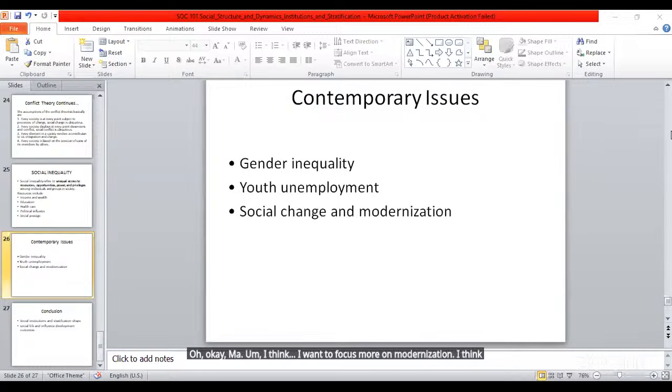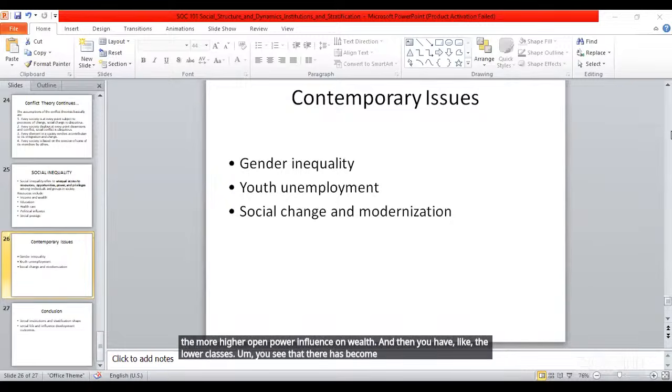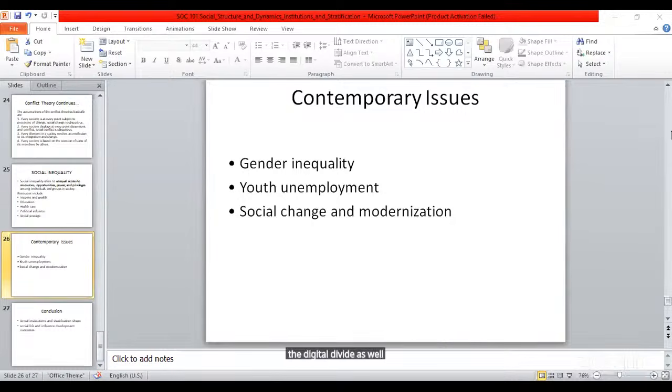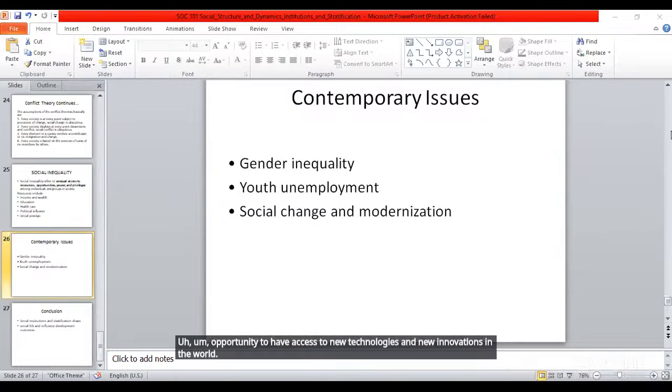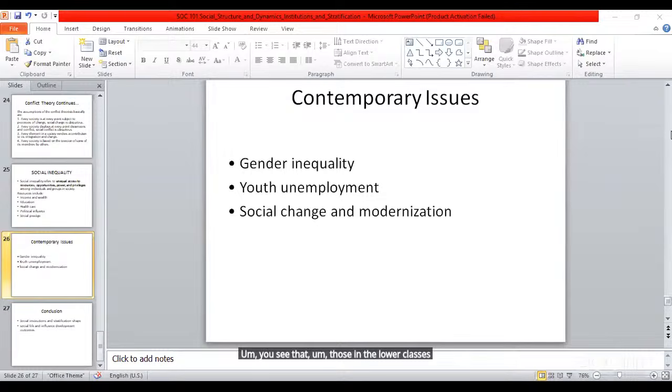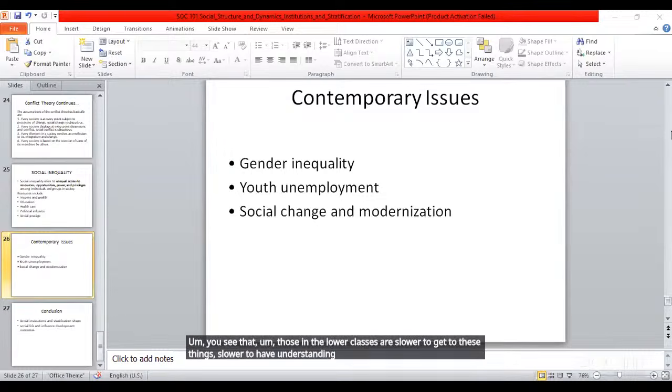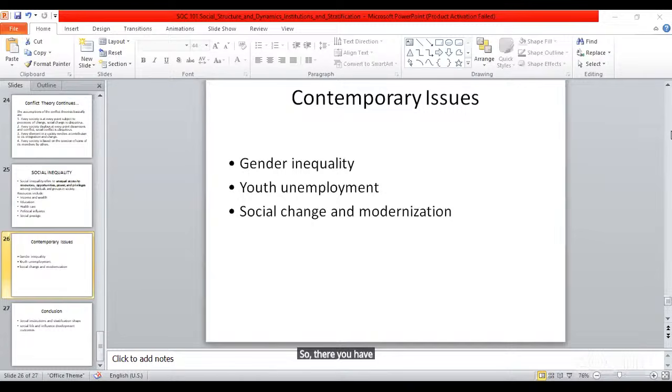I think modernization is a contemporary issue in relation to social stratification because there are classes of people: those higher up in power, influence, and wealth, and then the lower classes. There has become something like the digital divide, where those who are more influential and have more wealth are opportune to have access to new technologies and innovations in the world. Those in the lower classes are slower to get to these things, slower to understand the changes happening in our world, especially in relation to technology and innovations. So there you have the digital divide, and I think that is why modernization is a contemporary issue.